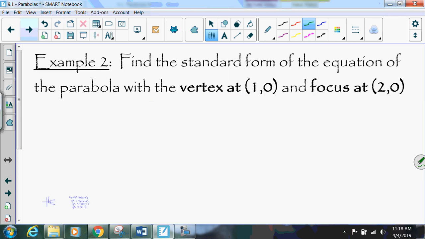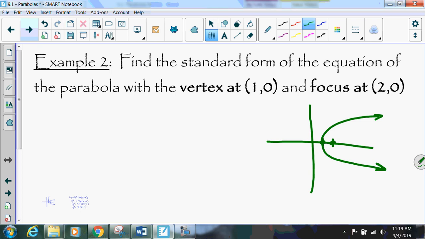All right, let's look at example 2. Find the standard form of the equation of the parabola with the vertex at (1, 0) and the focus at (2, 0). So I'm going to do the same thing: I'm going to sketch it. My vertex is off the origin, so that means I'm going to have to add my h's and k's in. So my vertex is (1, 0), and my focus is (2, 0). I know that my focus is always inside my parabola, so my parabola is going to open up to the right.